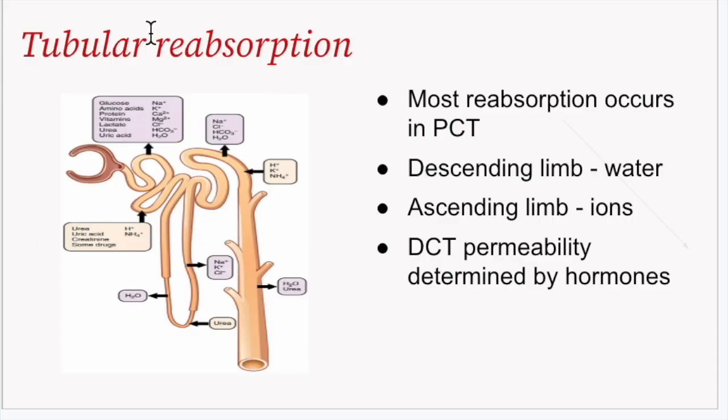So again, this is tubular reabsorption, and the amount and the components that are reabsorbed varies based on where you are in the tubule. The proximal convoluted tubule is where the vast majority of reabsorption occurs. Water in the descending limb, salts in the ascending limb, and then the DCT changes permeability based on the hormones that are around it.